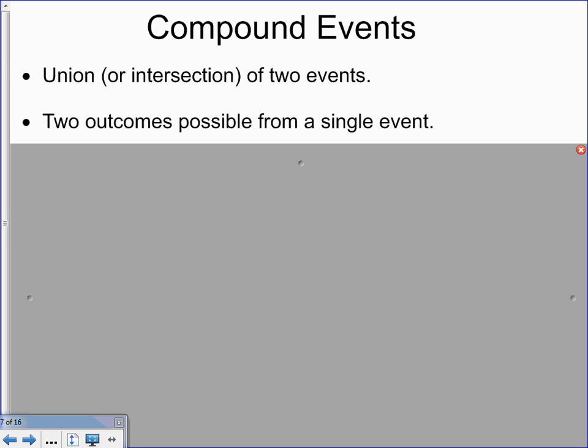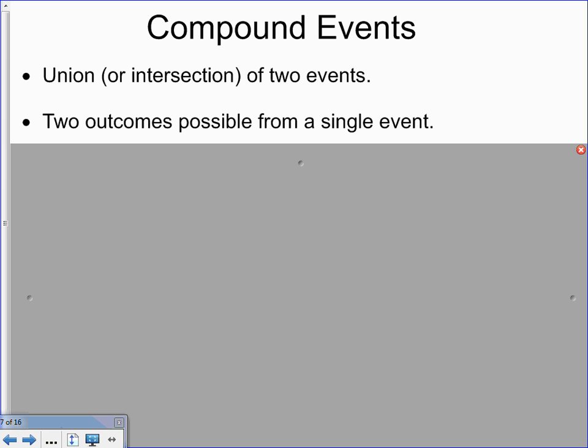So first we want to talk about something called compound events. Compound events, the first bullet point there is your definition from your textbook, is the union or intersection of two events. And then I like to define compound events on my own by saying it's when you can have two outcomes from a single event.